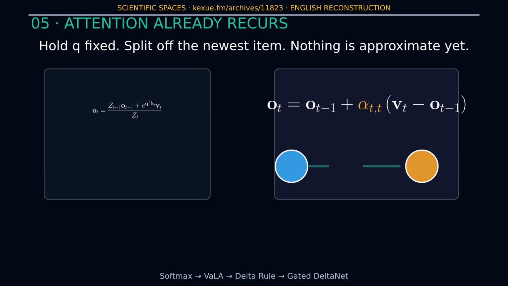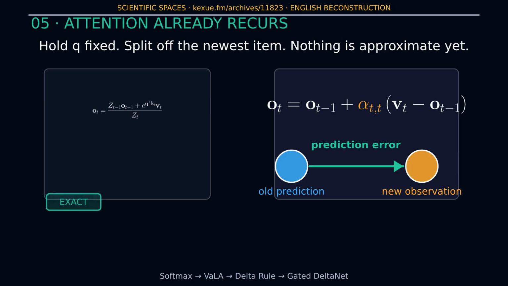This is not an approximation. It is an exact identity for one fixed query. The increment has the shape of a delta rule because a new observation corrects an old prediction.